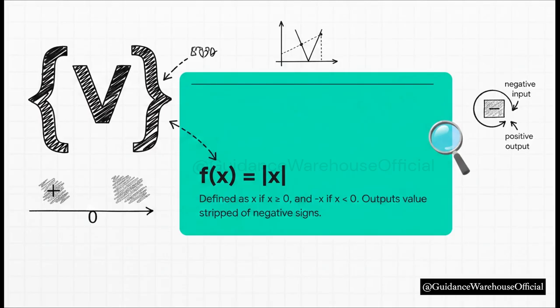Mathematically, we define this as a piecewise function. If your input, x, is 0 or positive, the function just outputs x. Easy, right? But if your input is negative, the function actually multiplies it by -1 to strip that negative sign right off. The final output is just your input value with any negative signs wiped away.